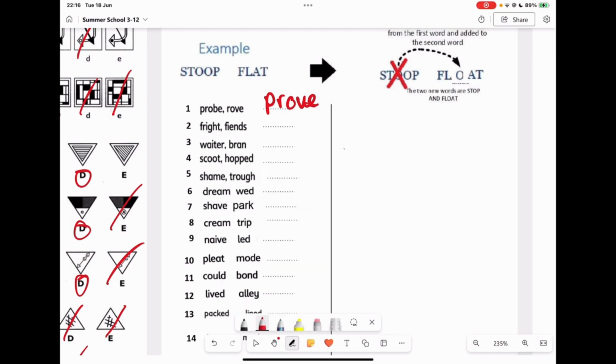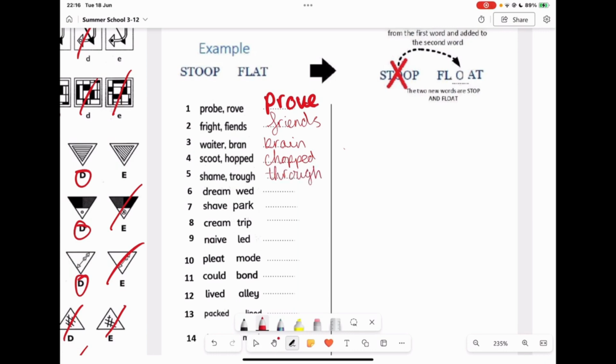Okay, then we have fright and fiends. So here we're going to have fight and then friends. Okay, and then we have waiter and bran. So we're going to have water, well, I won't write the water, but we'll have brain. And then we have scoot and hopped. So this one will be soot and chopped. And then shame and trough. This will have same and through.